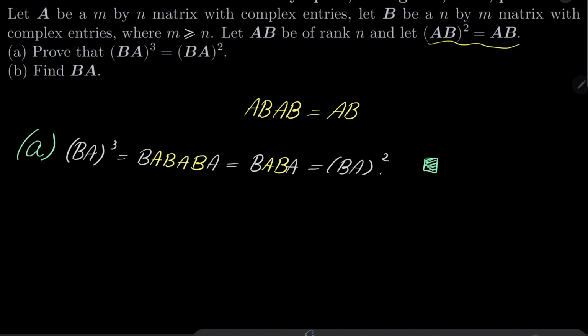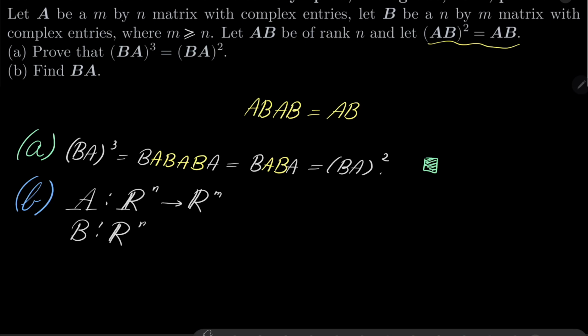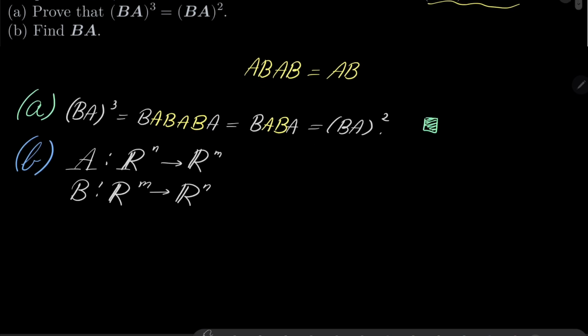But part B is much harder. Part B. Alright, so let's view our matrices as linear mappings. A goes from R to the power of n into R to the power of m. B goes from R to the power of m into R to the power of n. These are linear mappings. Moreover, notice that we have the following.